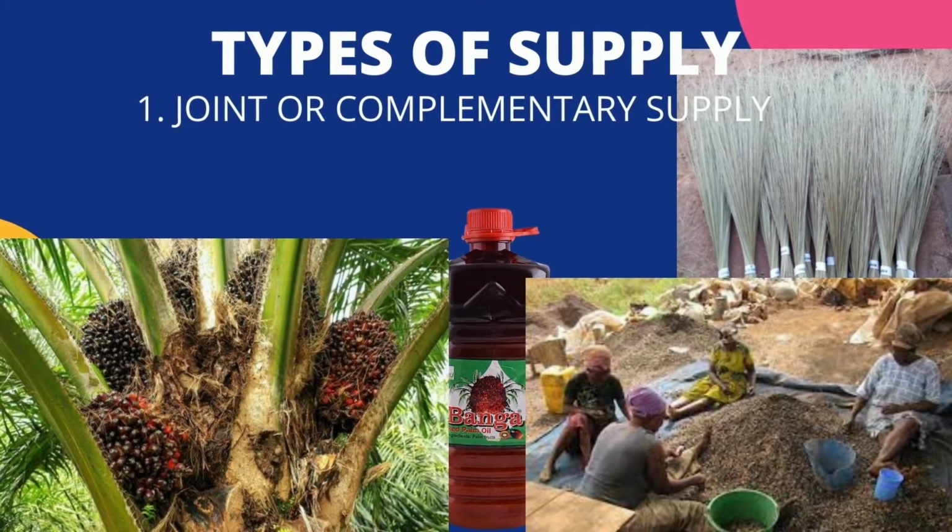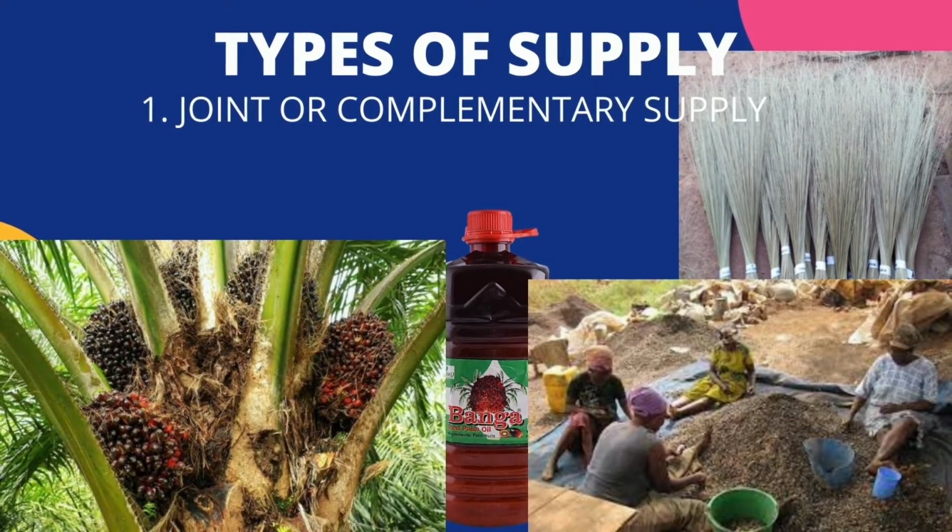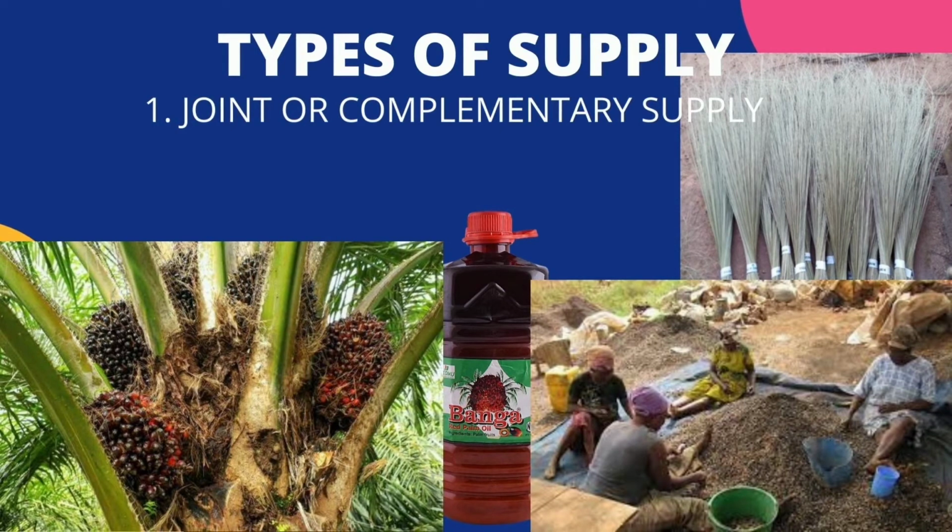Types of supply. 1. Joint or complementary supply. This occurs when two or more commodities are produced and supplied from one source. Increase in the demand, production, and supply of one will bring about increase in the production and supply of the other commodities that are produced from the same source.